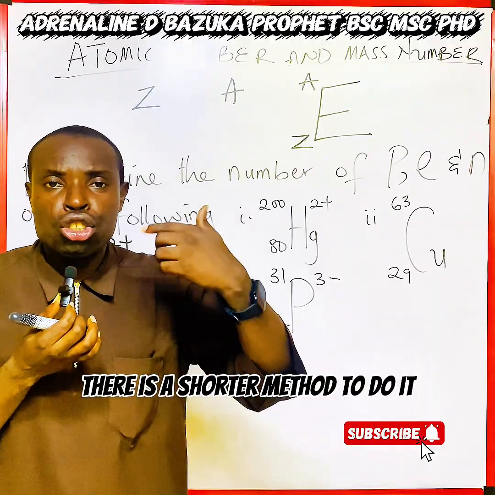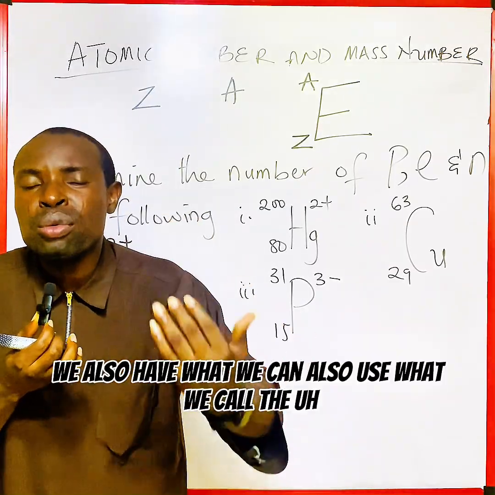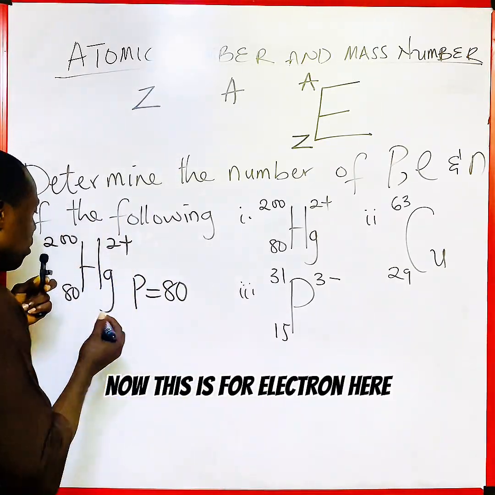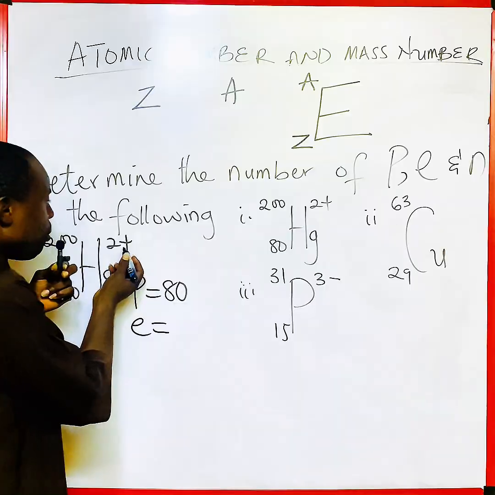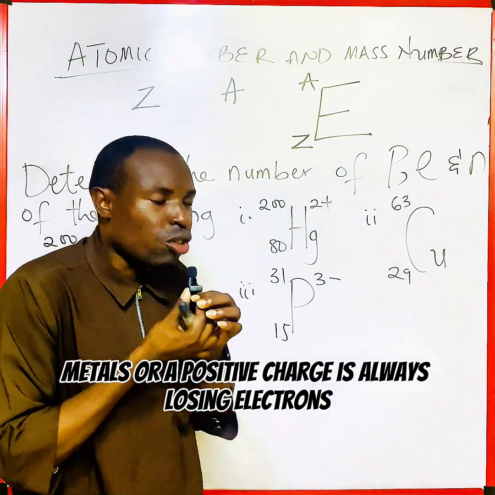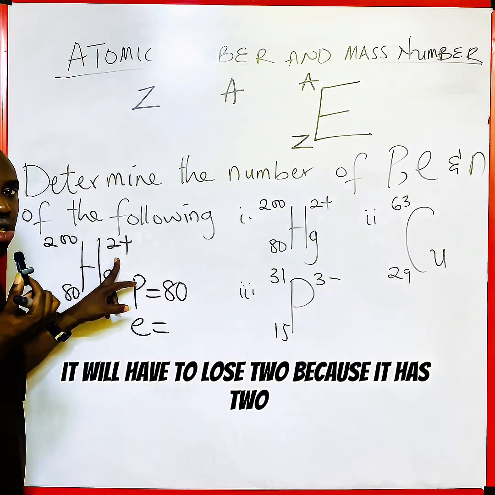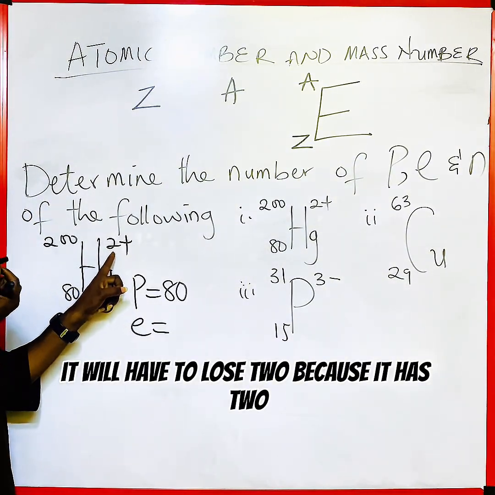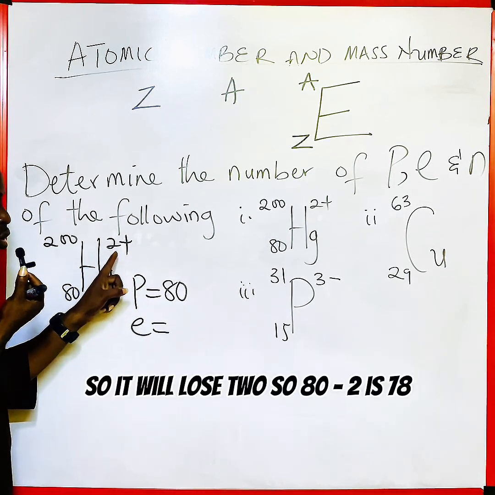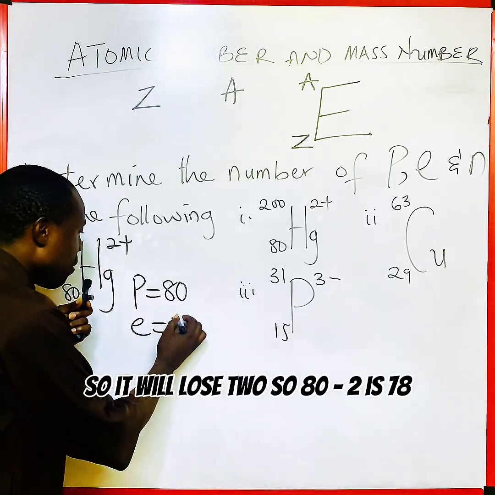There is a shorter method to do it. We can also use what we call the inspection method. This is for electrons here. Metals or a positive charge is always losing electrons. So if I'm having 80 here, it will have to lose 2 because it has 2+ ion here. So 80 minus 2 is 78.